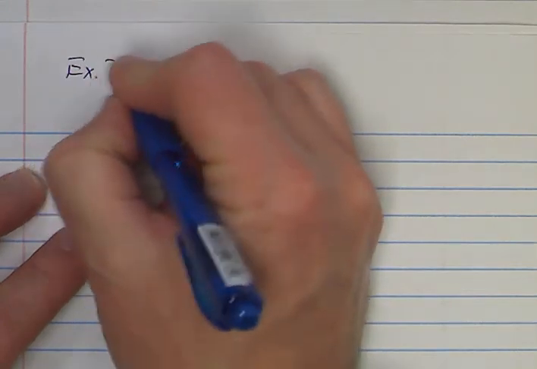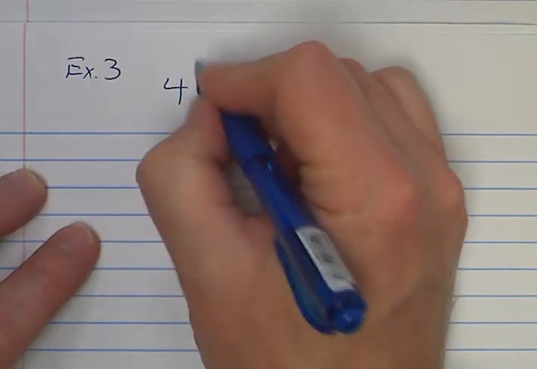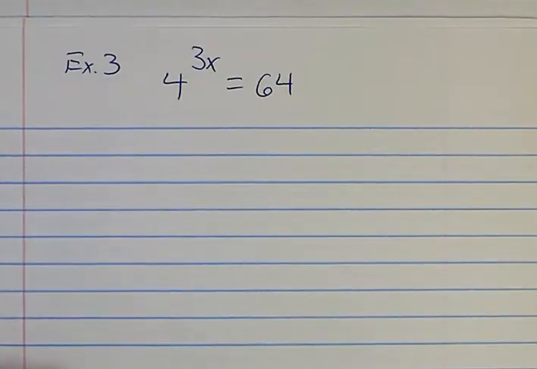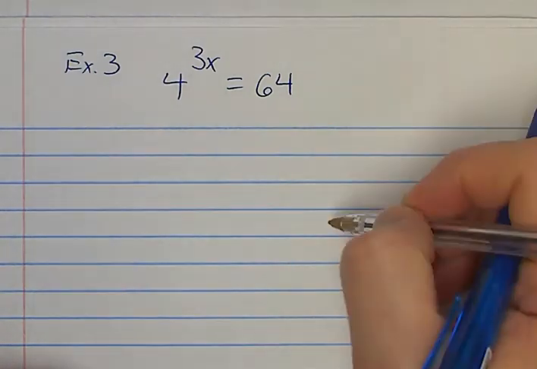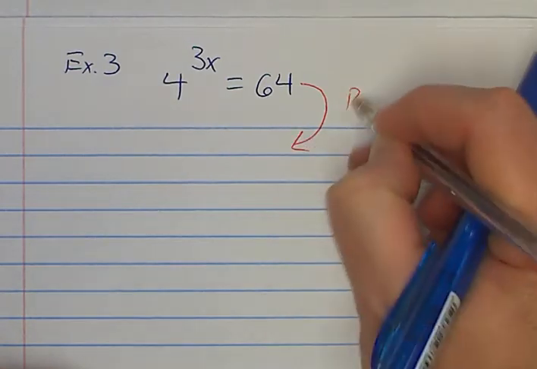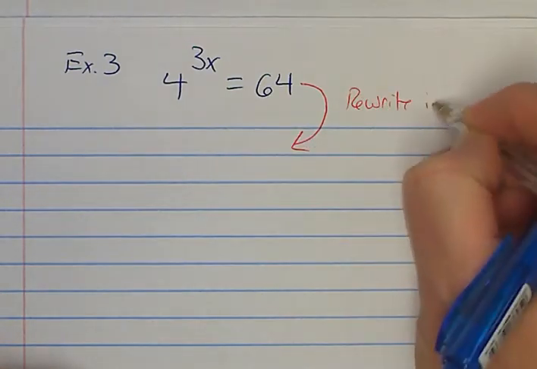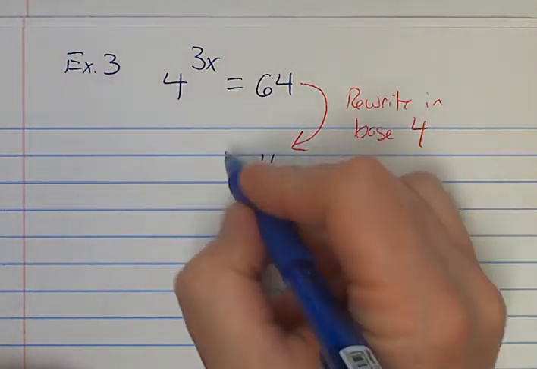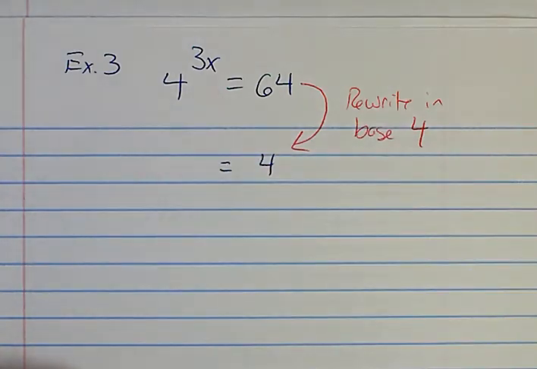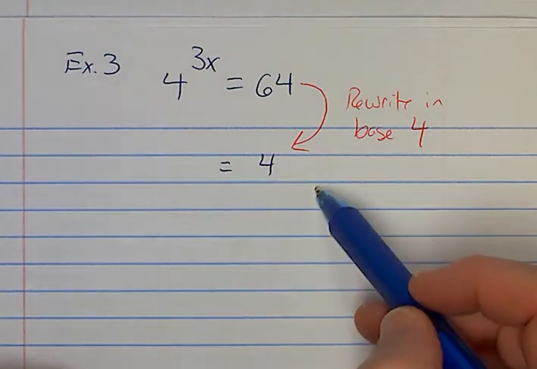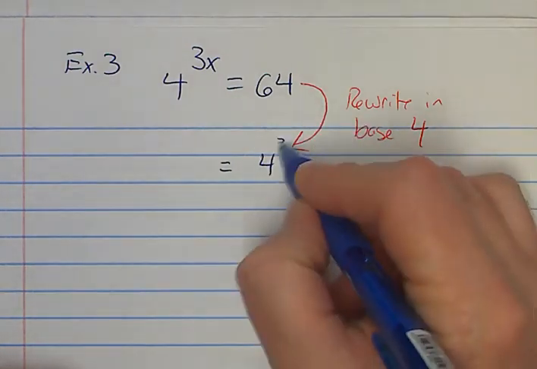Alright, for example 3. 4 to the 3x equals 64. Again, there's your base with your exponent, so you've got to take the 64 and rewrite it in base 4. Okay, you start multiplying by 4s. 4 times 4 is 16. 16 times 4 would be 64. So 64 is the same thing as 4 to the 3rd power.